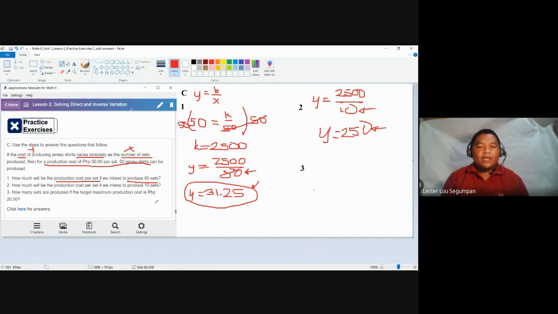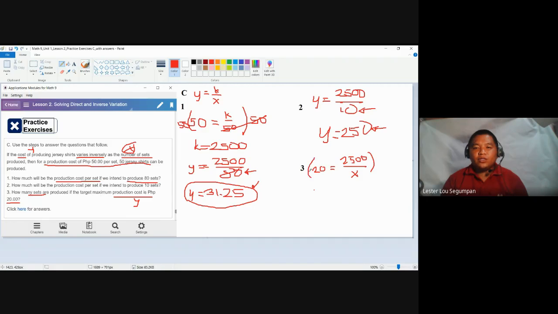In number three, it's a different situation. The cost is now given. This is your y. So the cost is now given, 20 pesos. What you need to target is not anymore the cost but the number of sets. You would say I would just need to produce a number of jerseys wherein the production cost is just 20. So 20 is equal to 2,500 over x, because what you're asking now is how many sets. That's x, the number of sets to be produced.